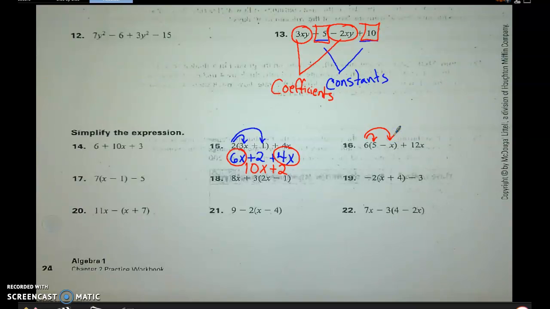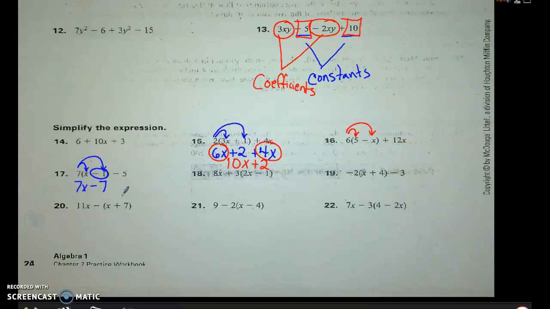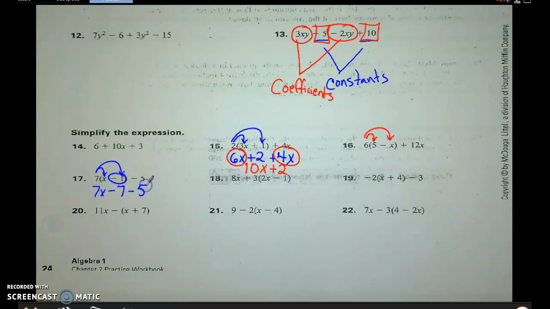Number 17, okay, this is a good example. I'm going to look, and I have to distribute first. So I'm going to distribute here. 7 times x is 7x. 7 times, I have to remember that that negative comes with it, negative 1. So 7 times negative 1 is negative 7. And I'm going to bring down that minus 5.